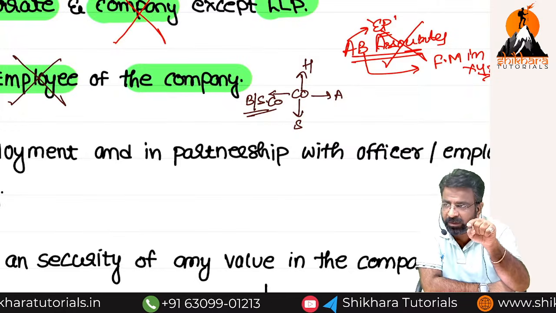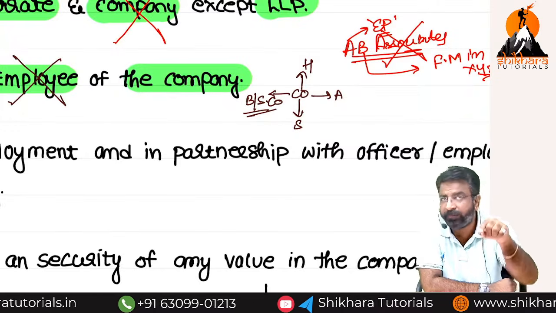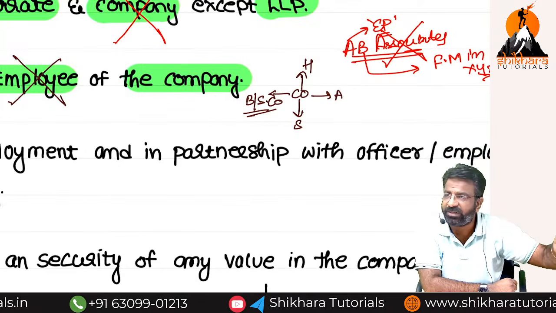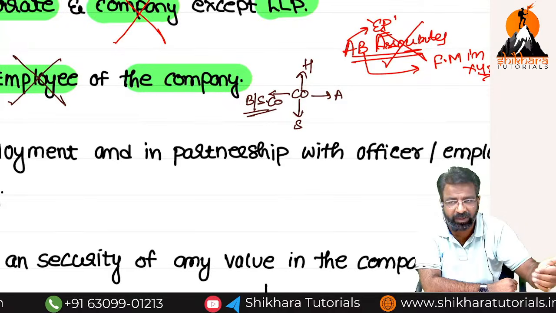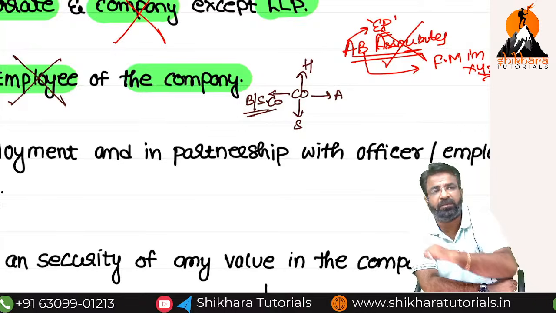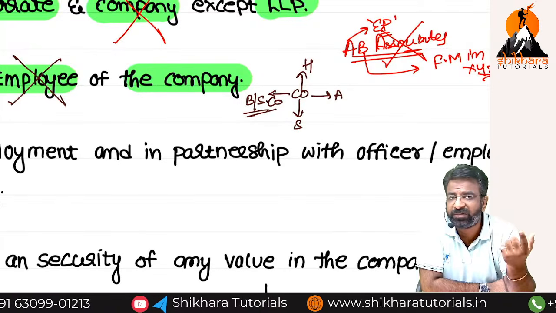Main company, no officer, no employment. Holding company, no officer, no employment. Subsidiary company, no officer, no employment. Associate, no officer, no employment. Brother and sister company.